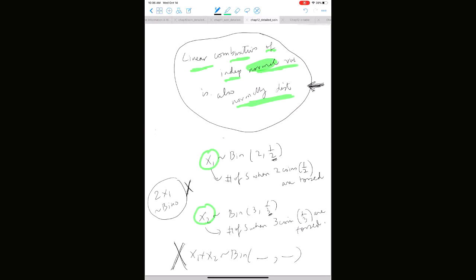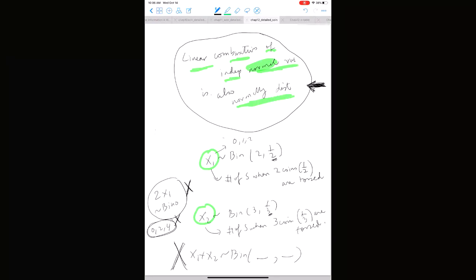I cannot say that because x1 takes the values 0, 1, 2, whereas 2x1 shall take the values 0, 2, 4. So 2x1 will not be a binomial at all. So the moral of the story is a linear combination of binomials is not binomial, whereas a linear combination of normals is normal. And that kind of makes a normal distribution special and so easy to use. That is something which you have to keep in mind.